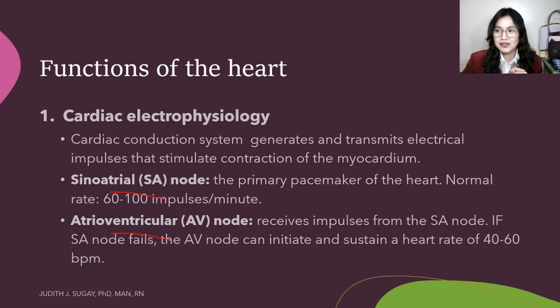We also have the atrioventricular node. This one receives impulses from the SA node, and then what happens if the SA node fails? If that happens, the atrioventricular node can initiate and sustain only a heart rate of 40 to 60 beats per minute. Of course, it's not enough compared to the normal rate that the SA node produces, which is 60 to 100 impulses per minute.